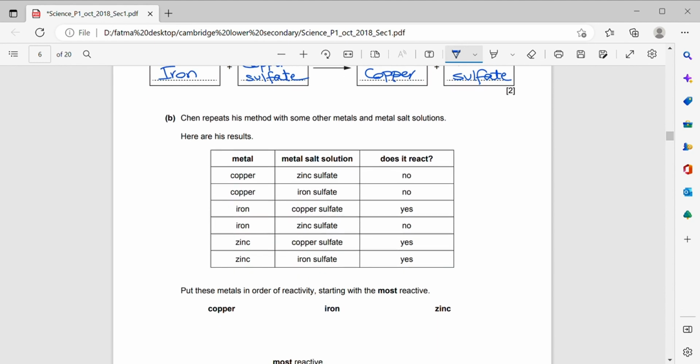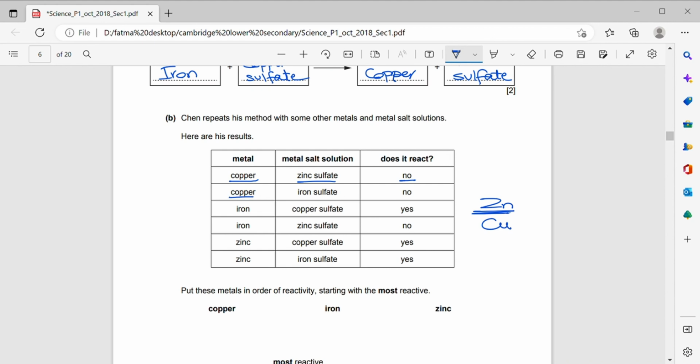Metal salt solution, does it react? We know from our practice the reactivity series, but I need to tell you how to know which metal is more reactive. Here, the reaction between copper and zinc sulfate is a no reaction. So copper cannot displace the zinc, so zinc is more active than the copper.